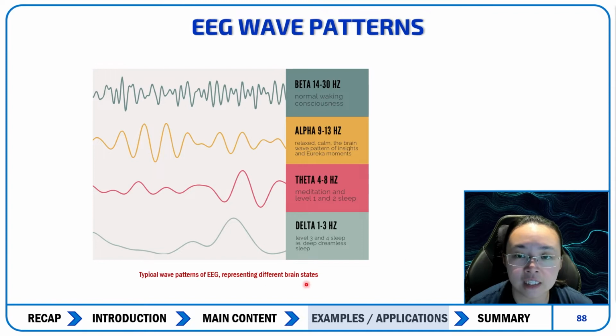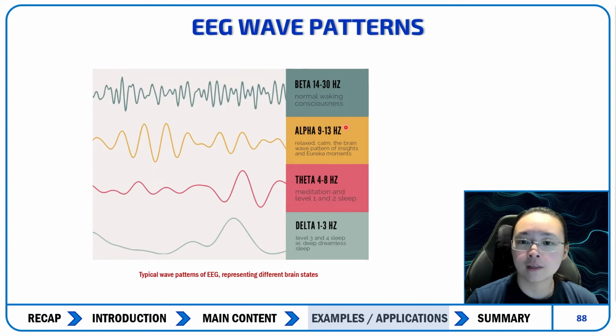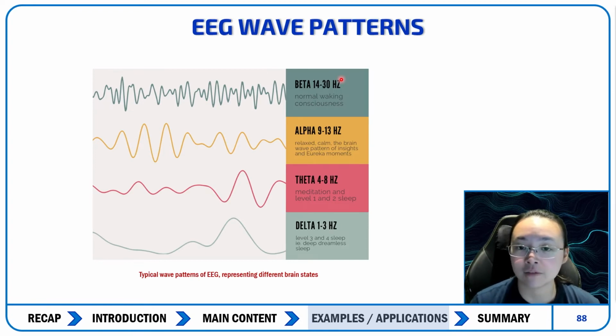There are different EEG wave patterns. This is something that you should know. Based on the wave patterns, they represent different brain states. So you should know that there's delta, theta, alpha, and beta. They're not really in any order. Just remember that beta is usually waking consciousness, where there's greater activity within your brain. So that's why there's a lot of spikes.